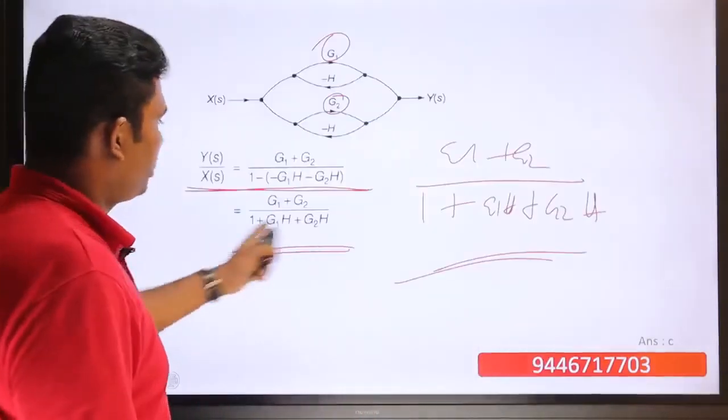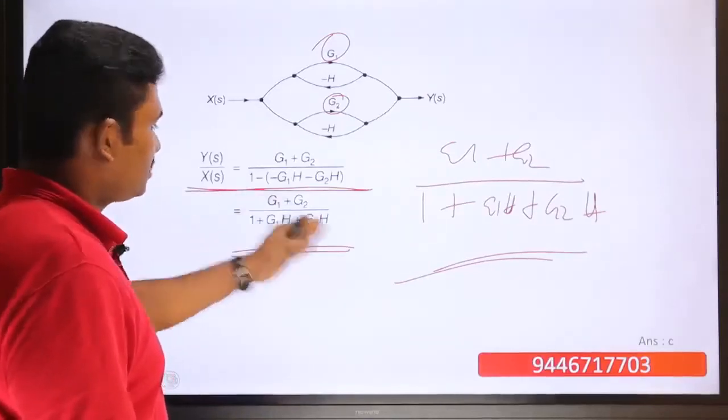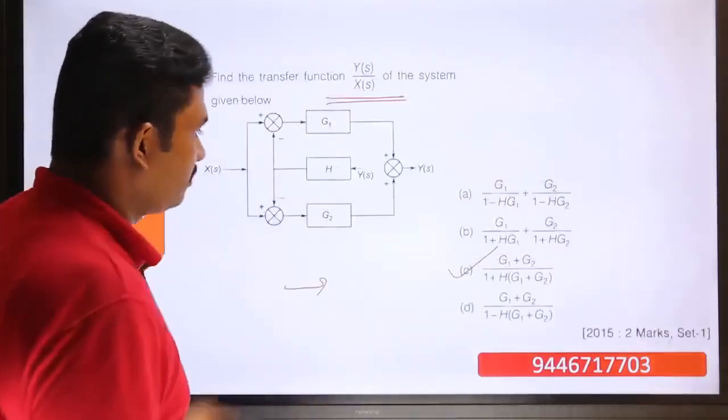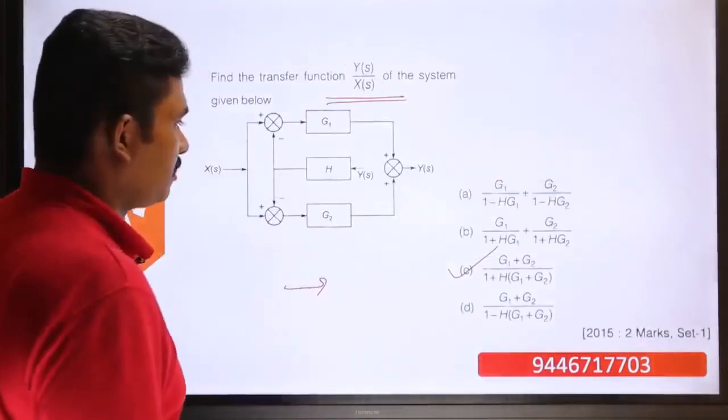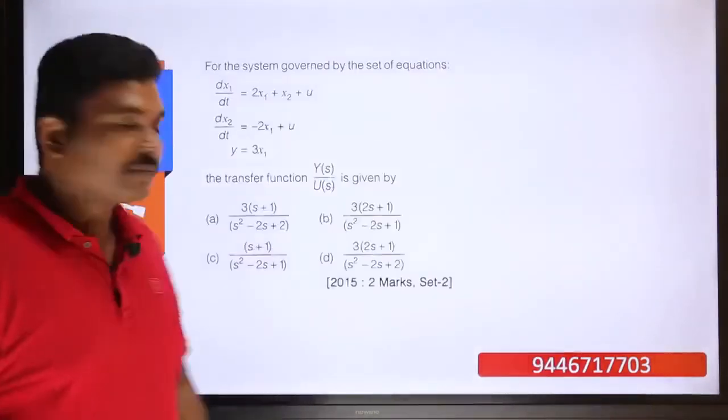So from this you will be able to take h value outside. So it becomes 1 plus h into g1 plus g2. So we will go with the option C for question number 23. Now moving into the next question.